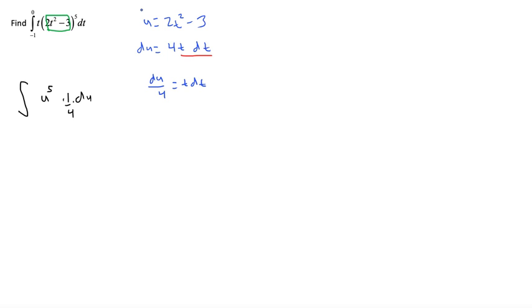So we have to change these using this equation, because u is equal to 2t² − 3. What happens when t is equal to -1? Apply -1 in here, and u is equal to, actually the same, -1. So this limit is -1. And what happens when t is equal to 0? Plug the 0 in here, u is equal to -3. So this limit of integration should be -3. We have successfully converted from an integral in terms of t to an integral in terms of u.